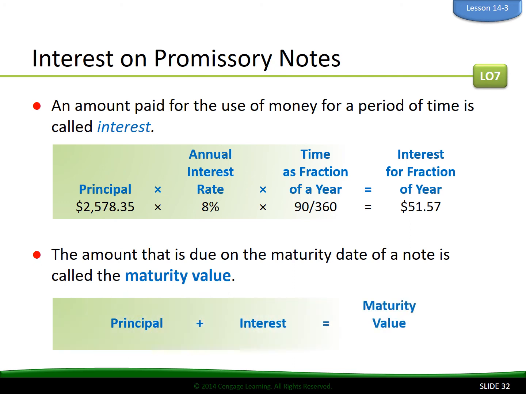Maturity value is the amount due on the maturity date of a note, and that will just be the principal plus the interest to equal the maturity value. Okay, so principal, face value, plus the interest, that'll give us $2,629.92.